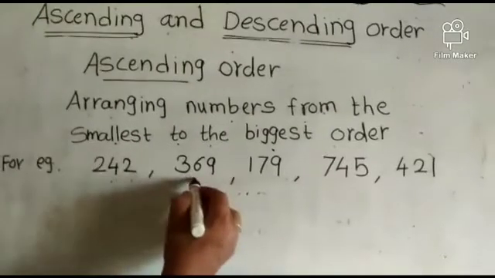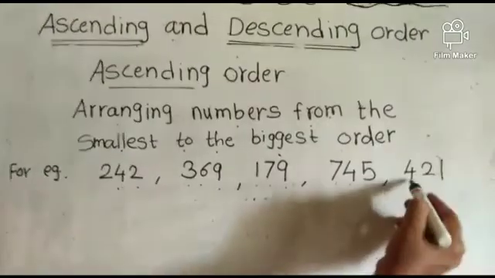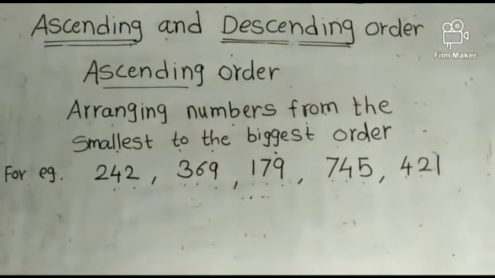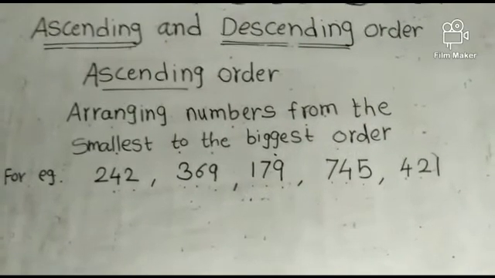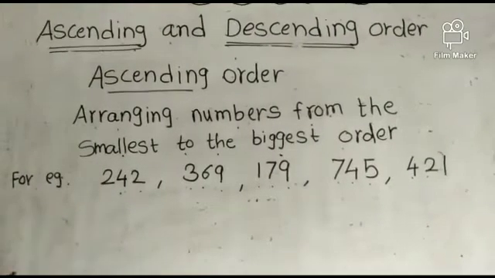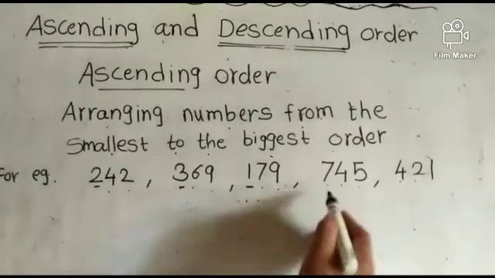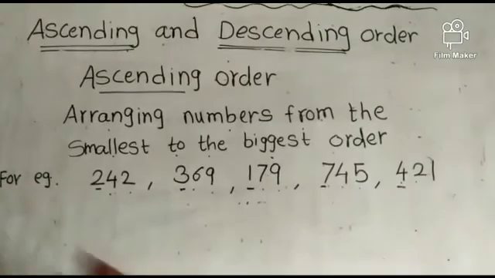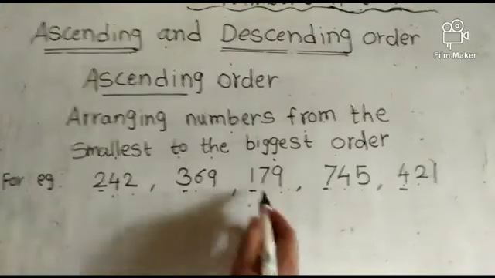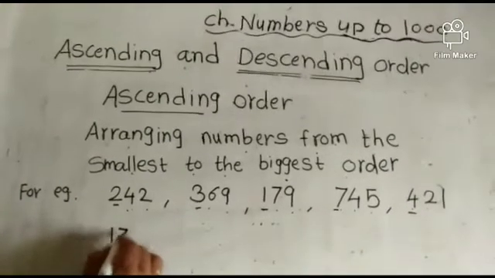242, 369, 179, 745, 421. In these numbers, we have to arrange numbers from smallest to the biggest. Here in these 5 numbers, we have to search first smallest number. Look the 100 place first. 200, 300, 100, 700 and 400. Here is 100 number, there is 179. So 179 is the smallest number.